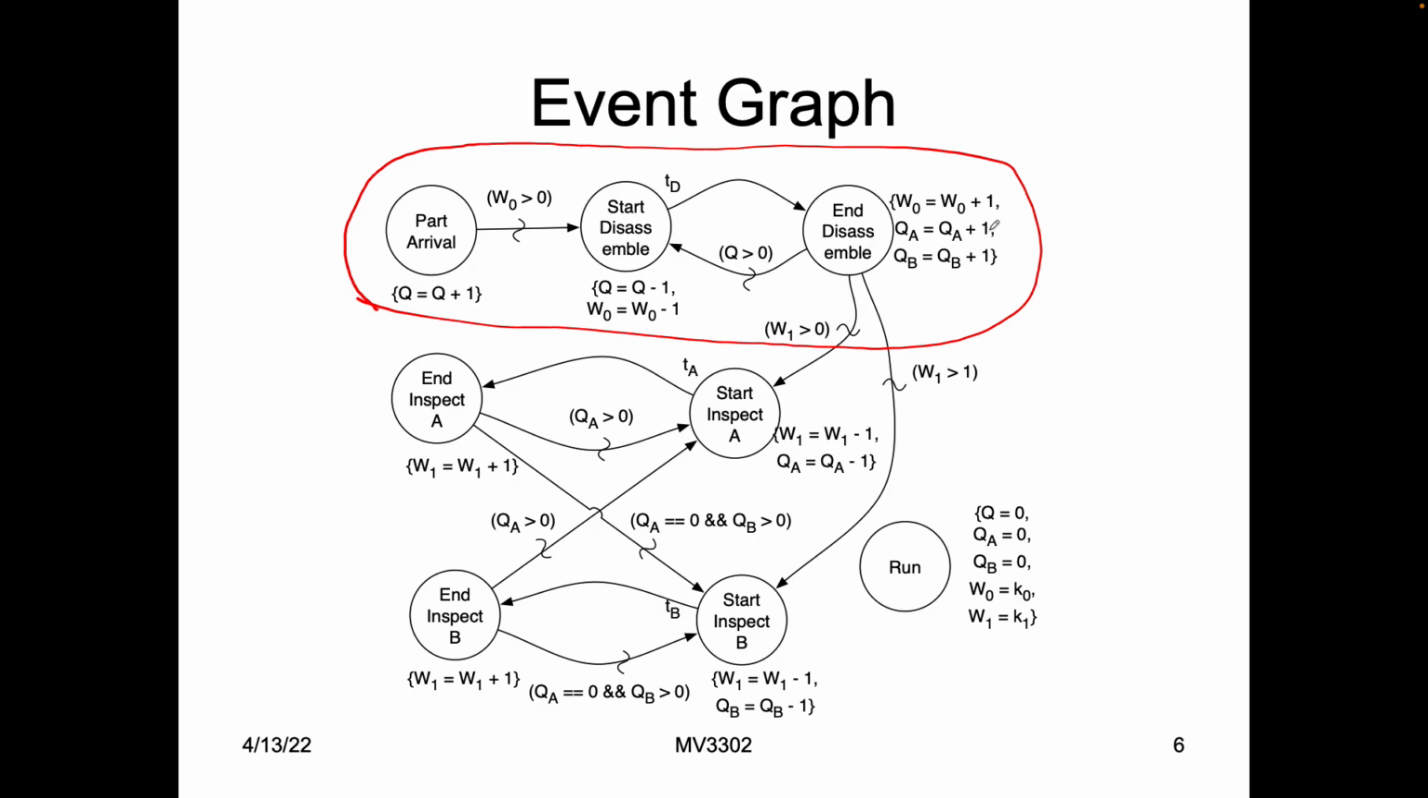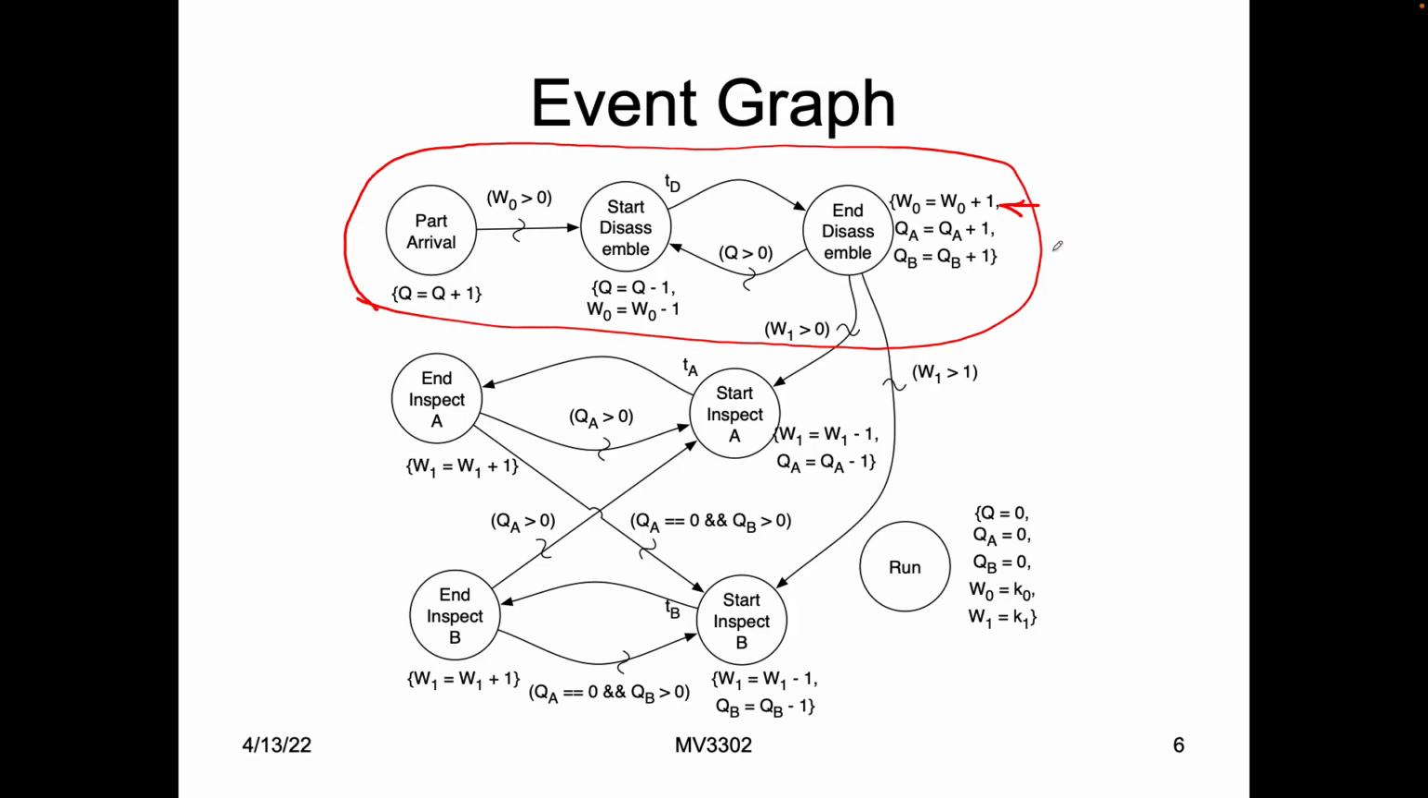When we finish, and we'll get to the state transition for that in a bit, when we finish the disassembly, if there's another part in the queue, then because we will presumably have an available disassembly worker, we can schedule another start disassembly. Now here's where the difference is. Right here, this is basically the same as our multiple server queue. So forgetting all the others, that's our multiple server queue right there.